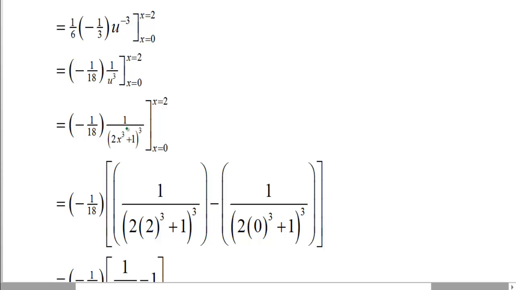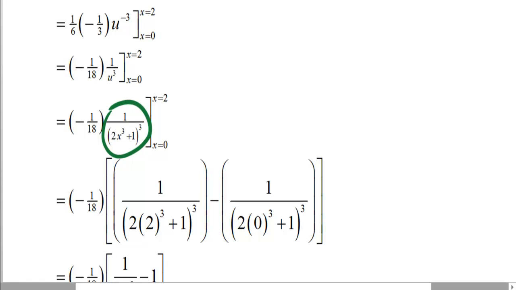Now to evaluate, we take this thing, I'm going to factor out the negative 1/18 and bring it all the way out front. So then I just have this other part right here evaluated at 2 and at 0. So where the x is, put in a 2, and then plug in a 0, and then subtract. So let's see if we can clean this up a little bit.